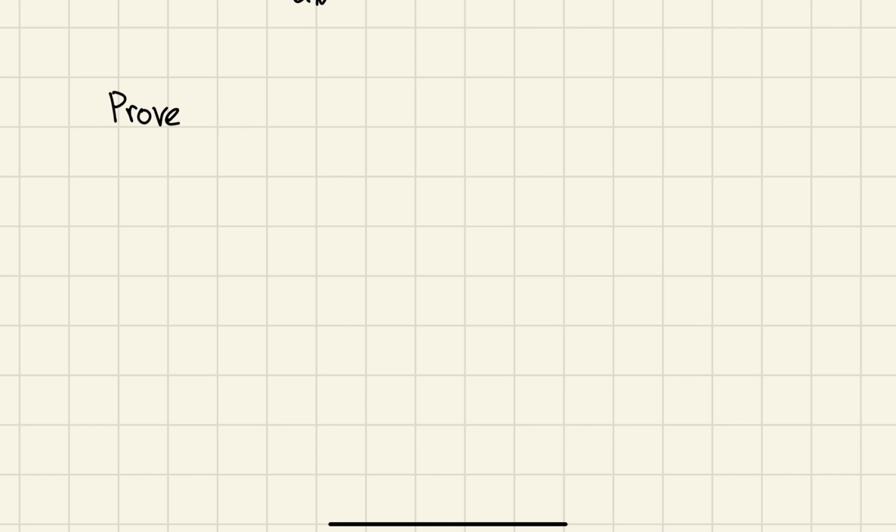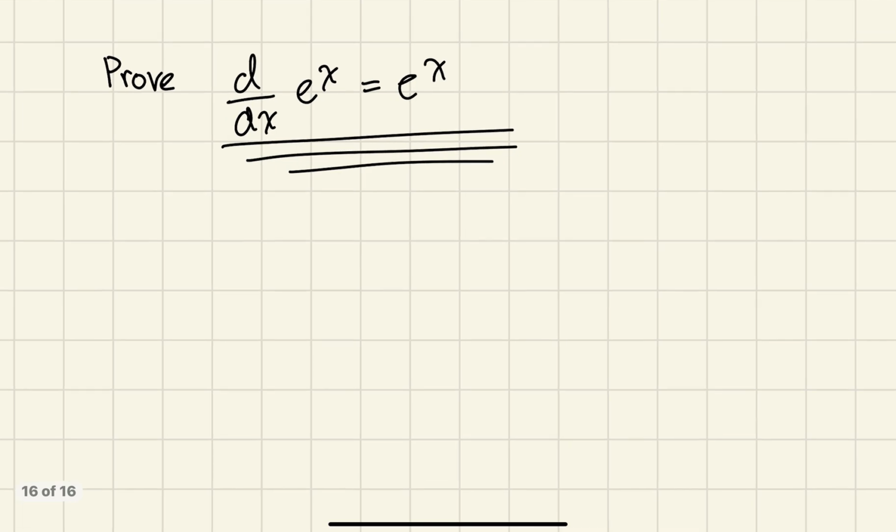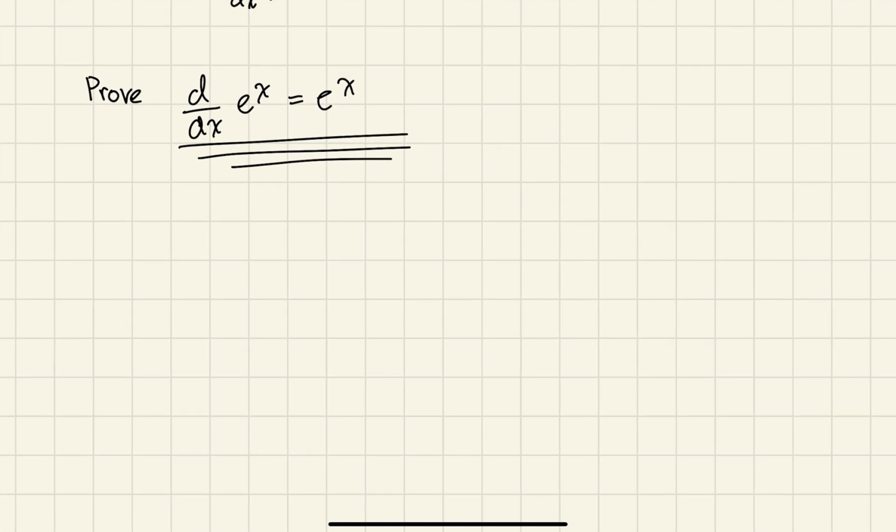I hope everybody had a good New Year. And today we're going to be going over the proof that the derivative of e to the x is equal to e to the x. So a refresher on what a derivative is: a derivative is basically the rate of change for a function.